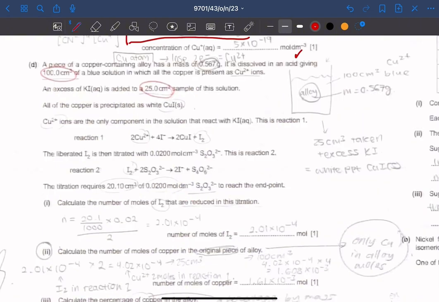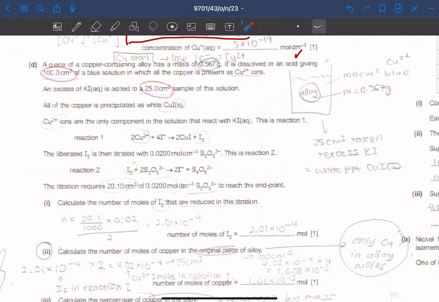Okay, D. A piece of a copper-containing alloy has a mass of 0.567 grams. It is dissolved in an acid giving 100 cm³ of a blue solution in which all the copper is present as Cu²⁺ ions. An excess of KI is added to a 25 cm³ sample of this solution. So first, there's a beaker with acid containing 100 cm³ of blue solution, and the blue solution has Cu²⁺ ions, and then there is an alloy dissolved in this solution which has a mass of 0.567. We take out 25 cm³ of it and we react with excess of KI. All of the copper is precipitated as white CuI solid and it forms white PPT of CuI.